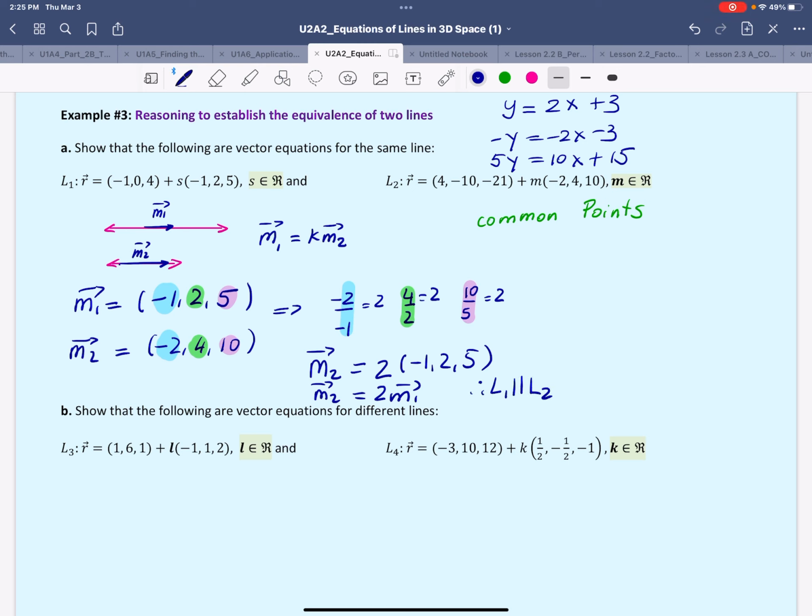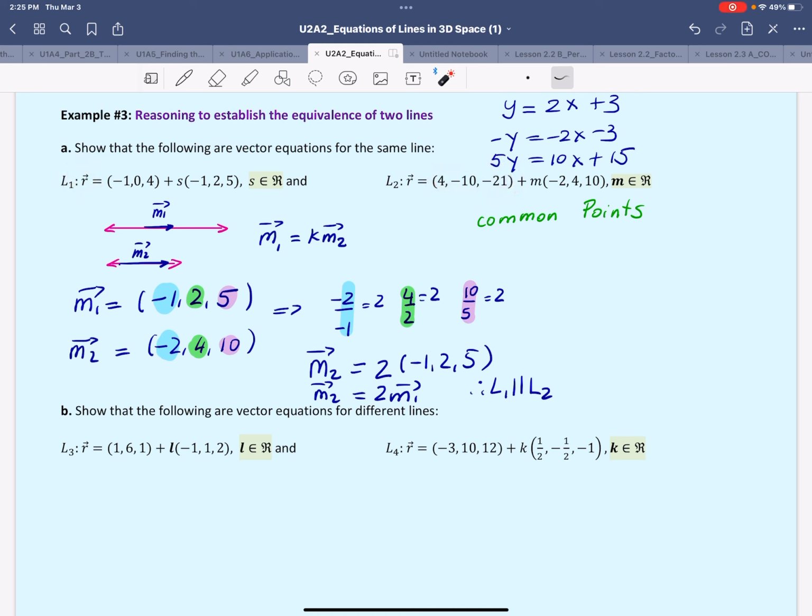Now, the next condition that must be fulfilled is that the lines have a common point. Let's take a look at both of them. Is there any point that is visible in the equation of each line? You see that we have a starting point here and a starting point here, which means that if either of these points is common, the lines are equivalent. So we can take the coordinates of the starting point of the second line, substitute it into the equation of the first line, and see if it satisfies the equation.